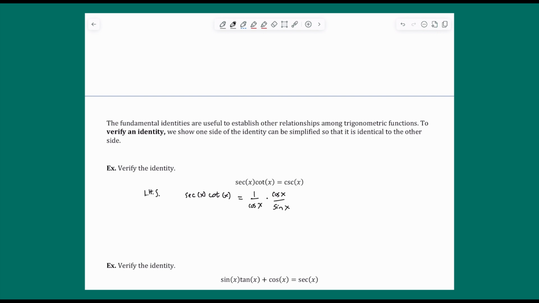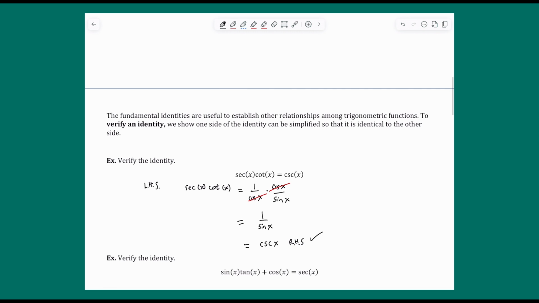And there you can see that the cosine of x will cancel, and we're left with 1 over sine of x. Using the reciprocal identity, we know that's just cosecant of x. And so that's the right-hand side, which is what we wanted to show. So that identity is verified.